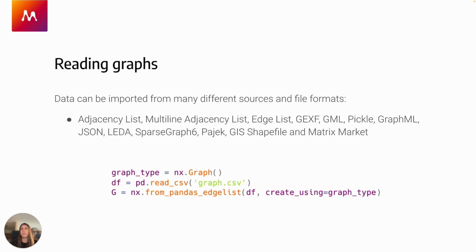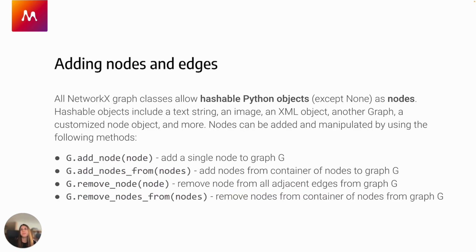Another way of creating a graph is by reading a graph. It can be imported from many different sources and file formats that you can see here. And below you can see how you can, for example, read a CSV file and then create a graph from it. I'm going to show you later on in code examples how to use these different methods for reading graphs.